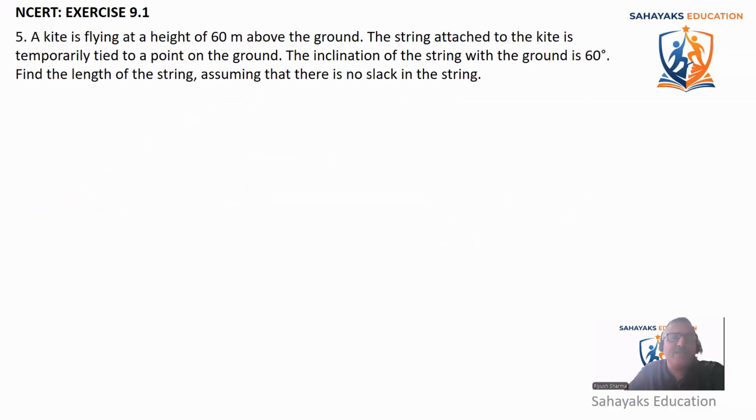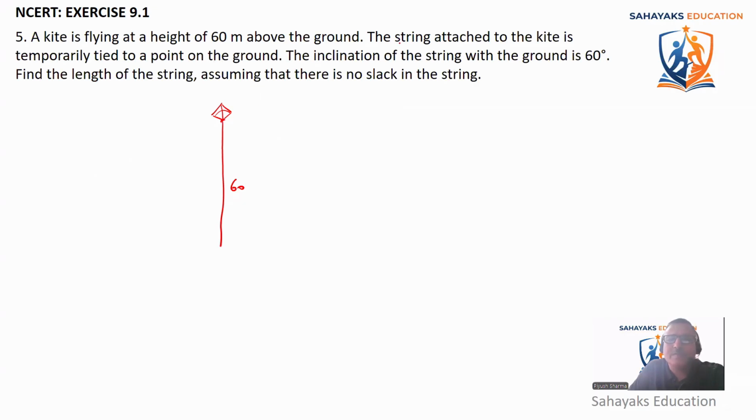A kite is flying at a height of 60 meters above the ground. Okay. So there is a kite. Here a kite is flying. We are flying this kite. This is a kite which is flying. So this is 60 meters above the ground. I'll just say this is 60 meters above the ground.